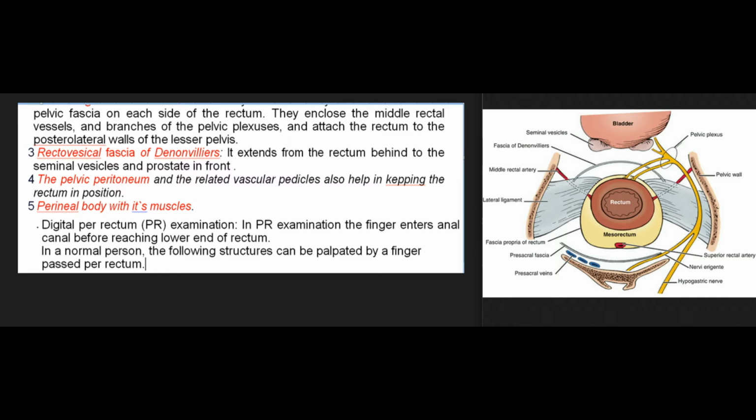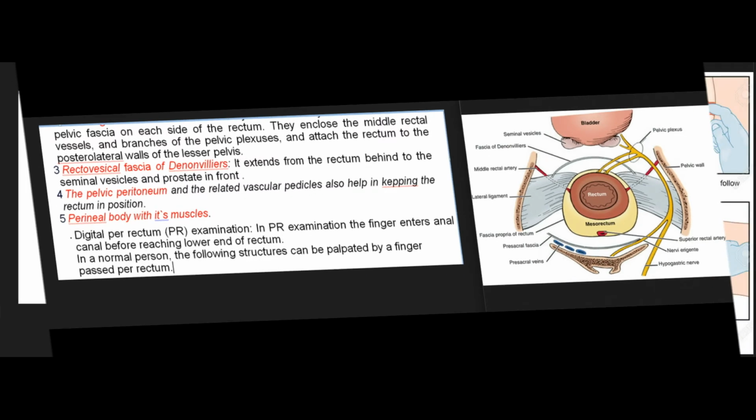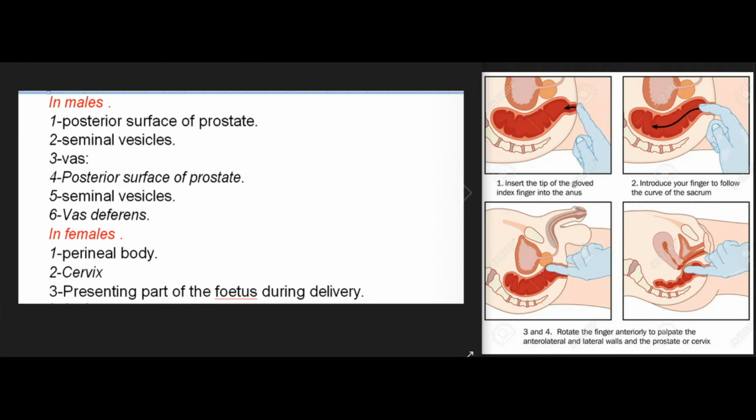Digital per rectum, PR, examination. In PR examination, the finger enters the anal canal before reaching the lower end of the rectum. In a normal person, the following structures can be palpated by a finger passed per rectum. In males: 1. Posterior surface of prostate. 2. Seminal vesicles. 3. Vas deferens. In females: 1. Perineal body. 2. Cervix. 3. Presenting part of the foetus during delivery.